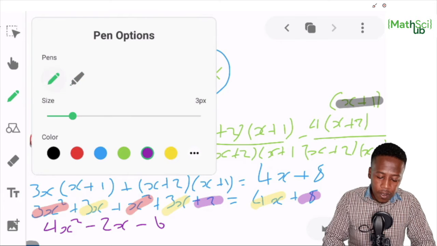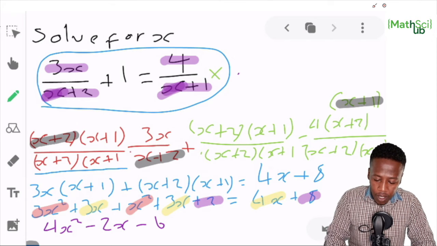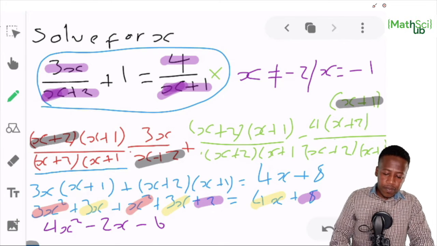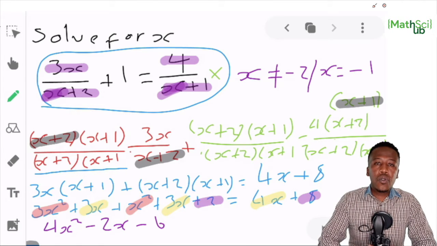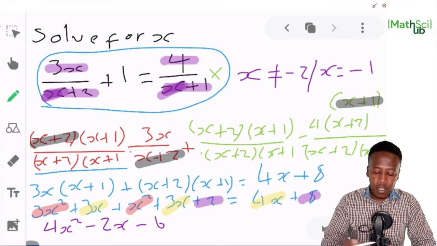So in this case, your restrictions are your x should not equal negative 2, and again your x should not equal negative 1, right? So these are your restrictions. After getting your roots or your solution, they mustn't be negative 2 or negative 1 because they are undefined, right?